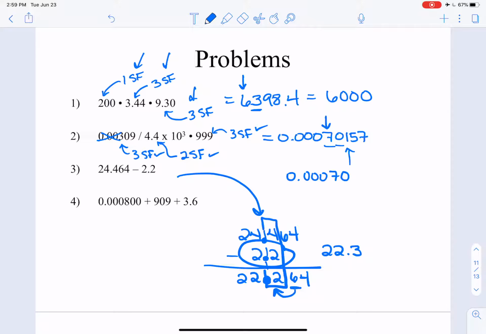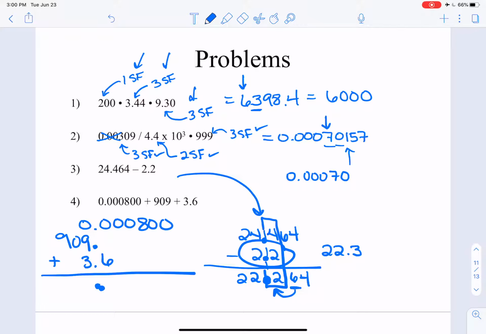Okay, so number 4, what we have is 0.000800 plus 909 plus 3.6. So if we line up all the decimals here, and the decimal point for 909 is right there, it's gonna be brought down to here. And 909, that only goes to the ones column. So our answer can only go to the ones column.